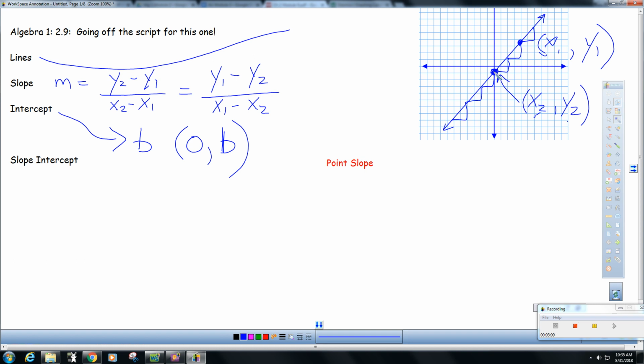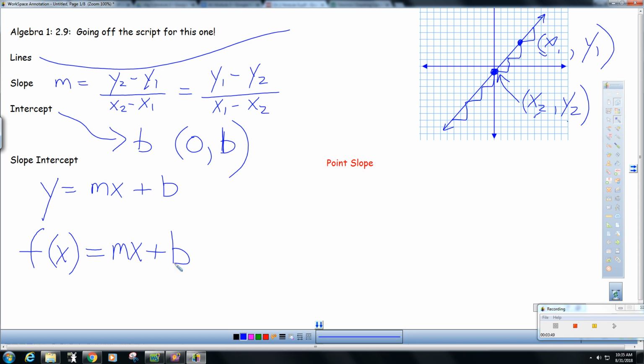Now we're going to get to the point of today's lesson, and that is equations for lines. Slope-intercept, you like this one: y equals mx plus b. Or maybe the book will write it f of x is mx plus b. So you've been working with that all year.